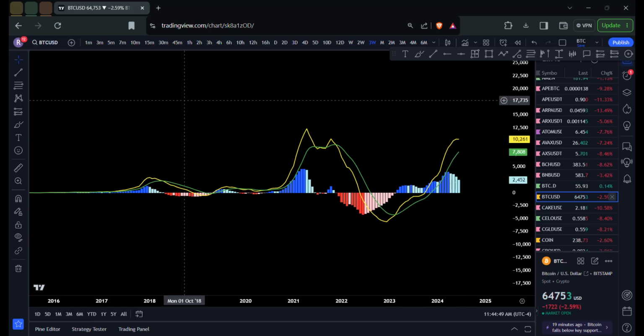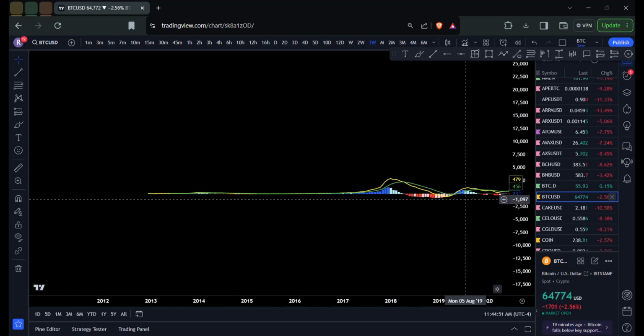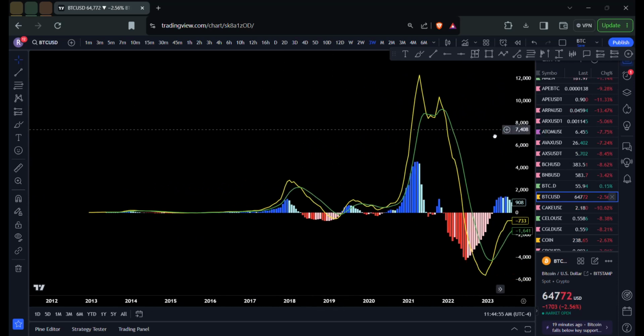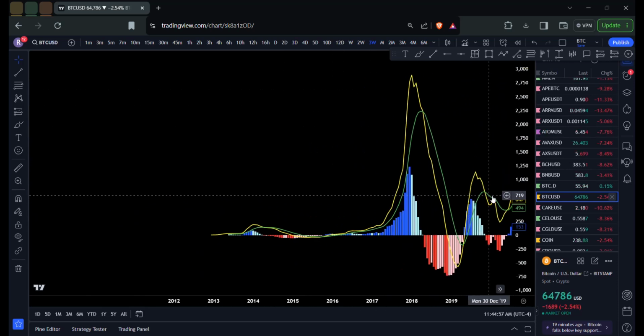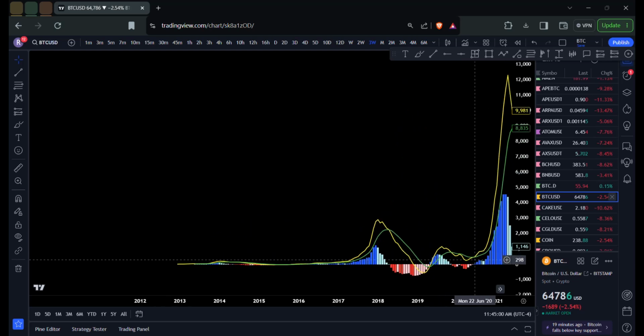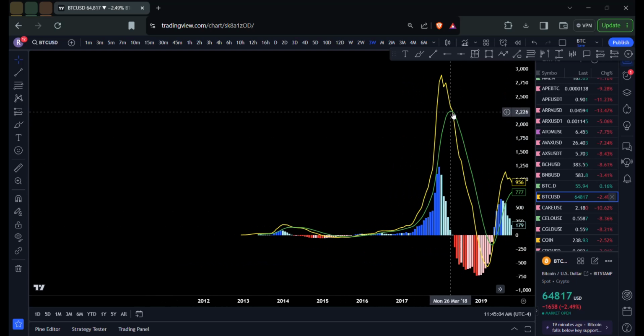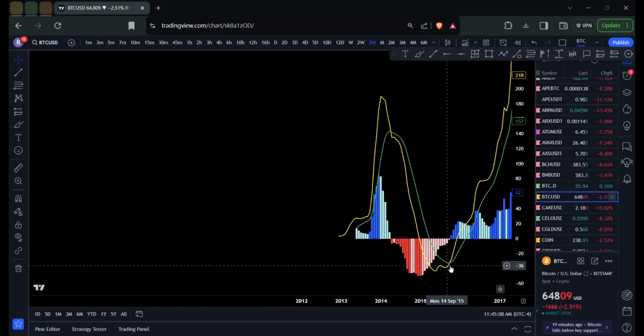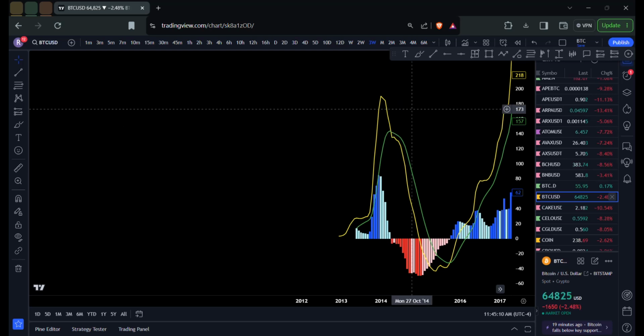Things are looking good. Maybe we should open up some longs. Things are looking bad. Maybe we should open up some shorts.